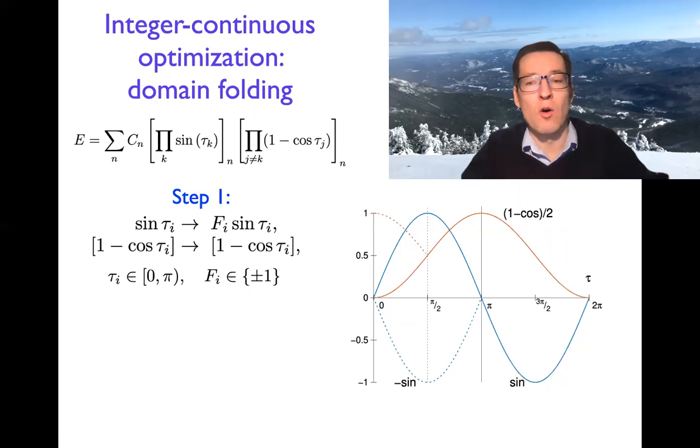Okay, now how do we introduce these integer variables, and why is it useful? It turns out that you can use symmetry of trigonometric functions so that introduction of these integer variables will reduce the domain of continuous variables. That's the gain, right? So let's see how it works.